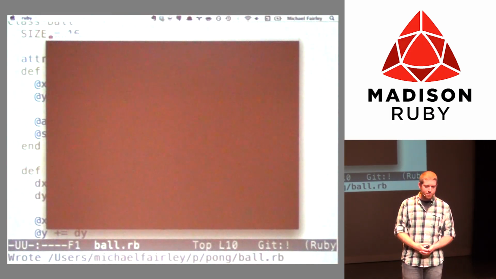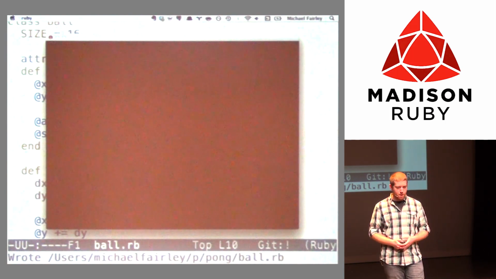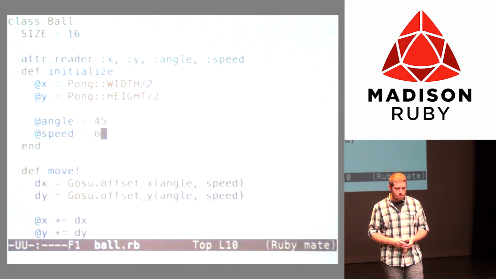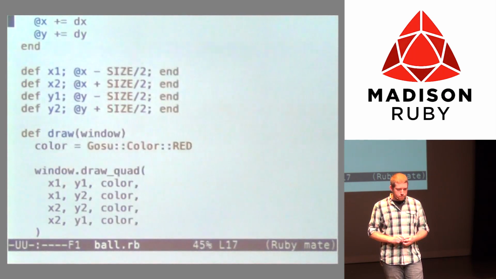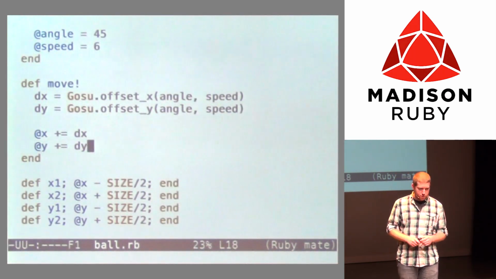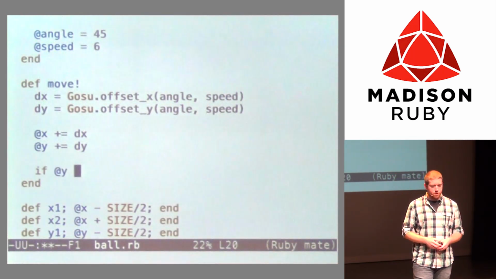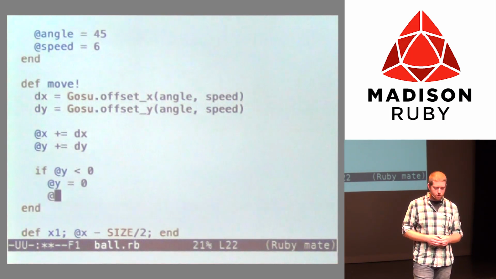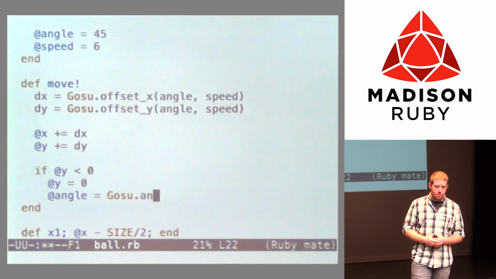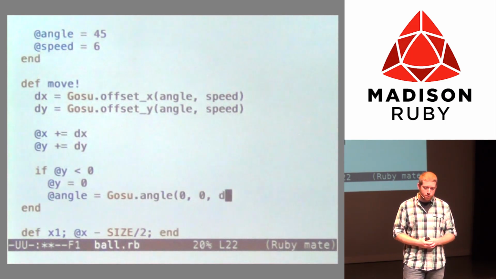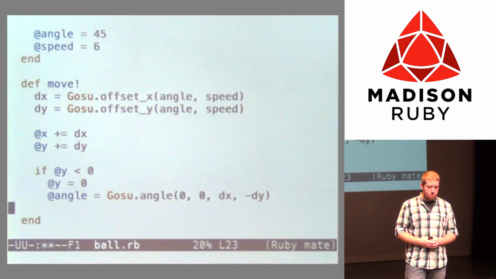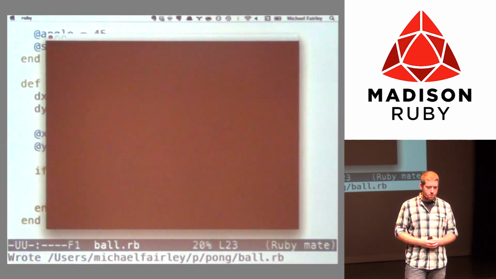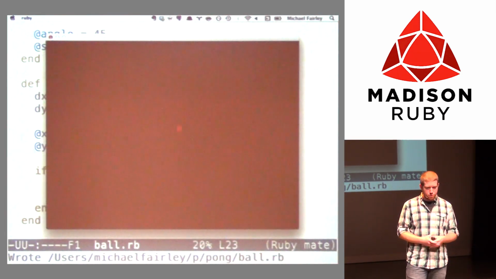Okay, so the ball is moving off the top edge of the window, but we really want it to be bouncing, so let's solve that. This is pretty straightforward. So during our move method, if we detect that the ball has gone off the top of the screen, we'll bump it back down onto the screen, and then flip the y component of the direction that the ball is moving. And we get a pretty simple bounce there.